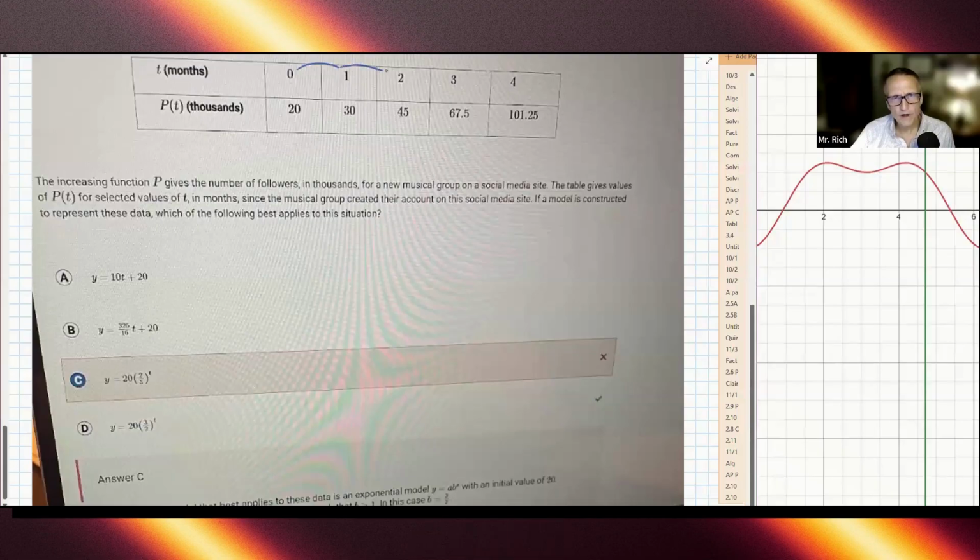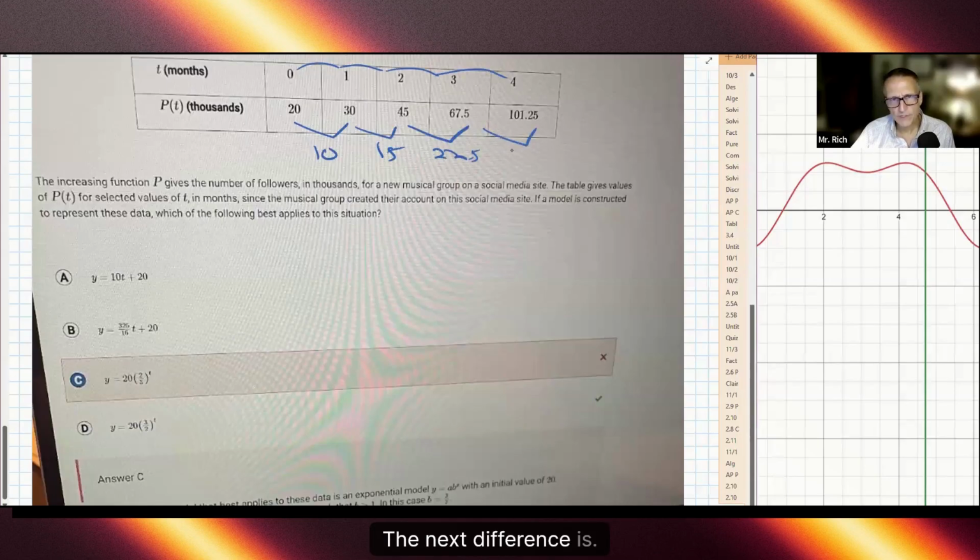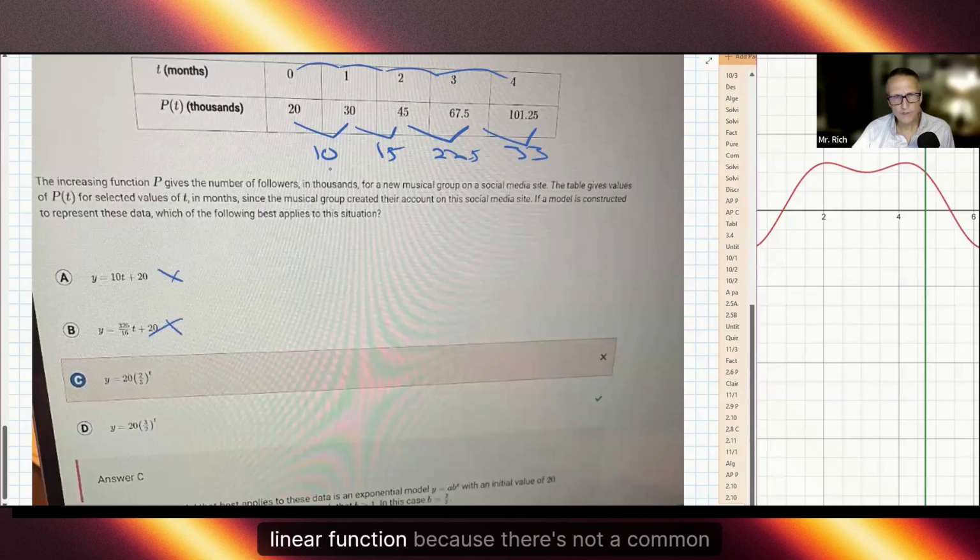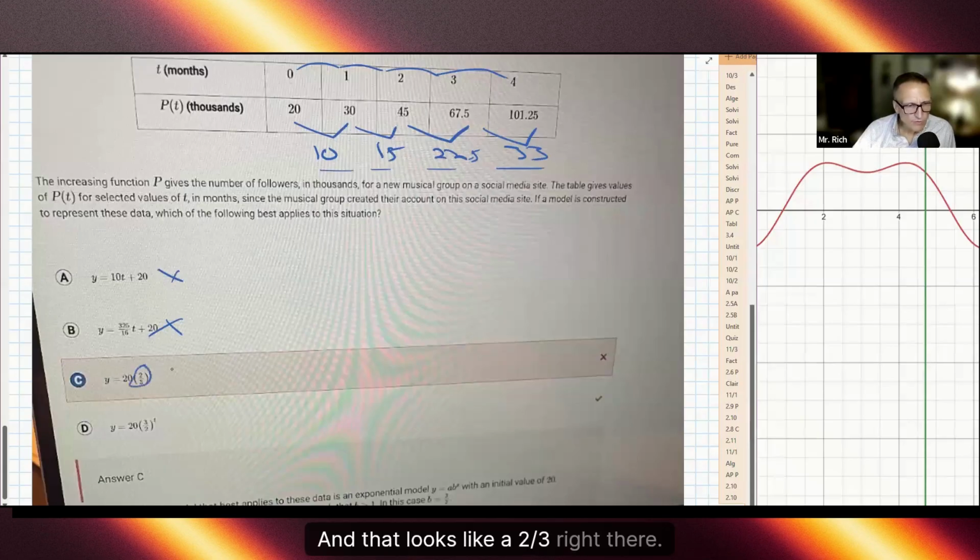So my inputs are equal width intervals. My common differences here: 10, 15, 22 and a half. Then it jumps up quite a bit. The next difference is 30, 33, 33 and some change. So this looks like it's not linear, right? There's no way that I would model that with a linear function because there's not a common difference. And therefore it would have to be exponential, but it has to be exponential growth. And that looks like a 2/3 right there. So I can't pick that exponential because that would be decay.